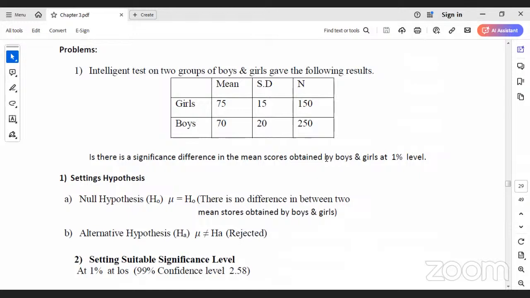At that time we have to consider only the mean value. So see, an important hint here I want to give you. See, sometimes what happens, the examiner will give complete information like this in the table itself.